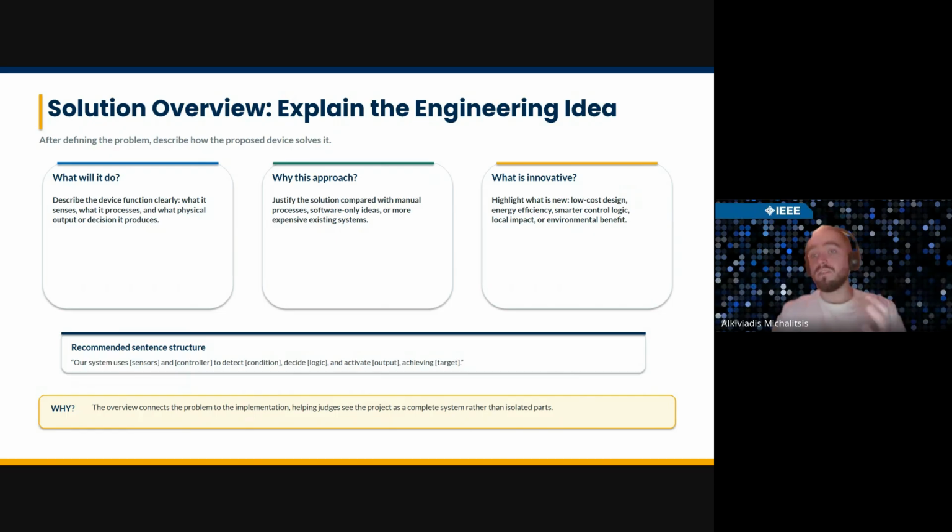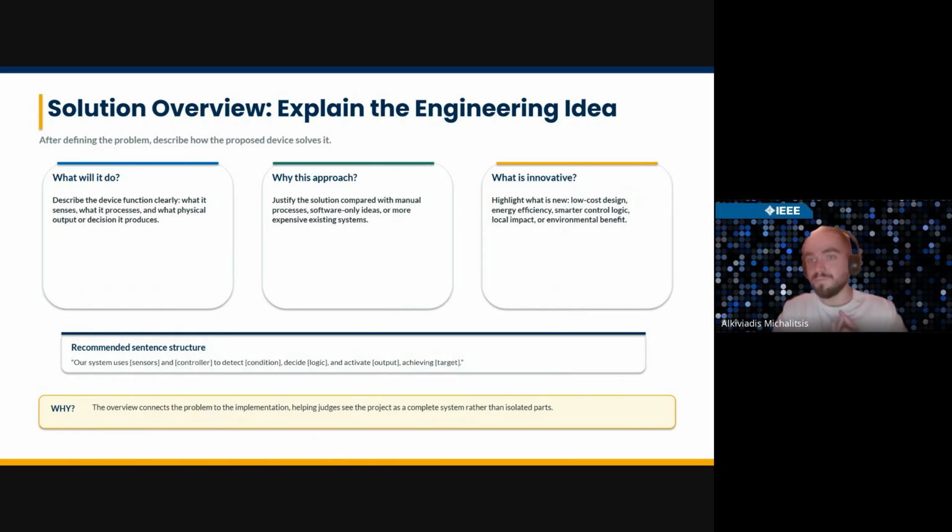So you should highlight what is new. Low cost design, for example: you used fewer sensors to do the same thing. It's a low cost design. Energy efficient: you created a battery management system that handles the battery charge better than one that you might buy from the commercial market.